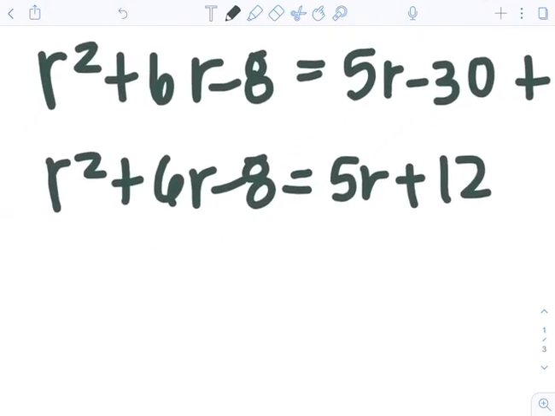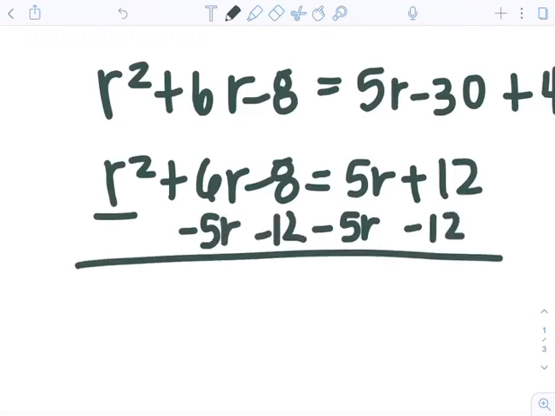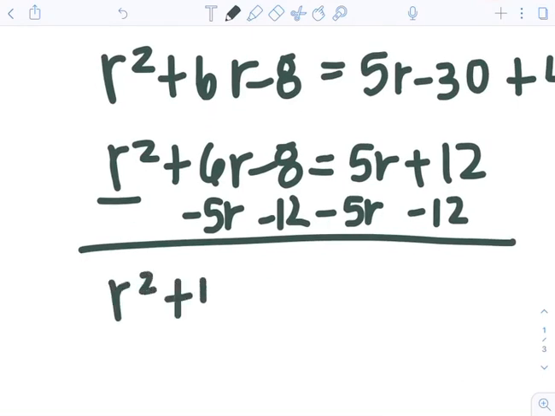Okay, so it becomes very important right here that you're paying attention. Notice that I have r squared left. If you have a variable that is squared in your equation, you have to solve by factoring. What that means is you have to get everything over to one side, set it equal to 0. I have to solve by factoring because I have an r squared left. So what I'm going to do is subtract over the 5r and the 12. This is only when you have a variable squared left. So this is r squared plus r minus 20 equals 0.